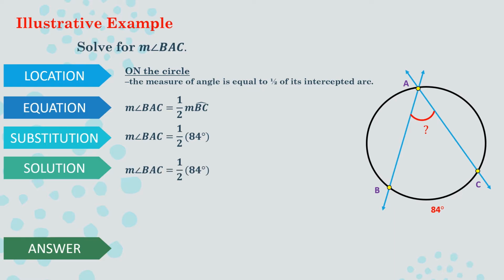So measure of angle BAC is equal to 1/2 of 84. Dividing 84 by 2, we will have measure of angle BAC is equal to 42 degrees.